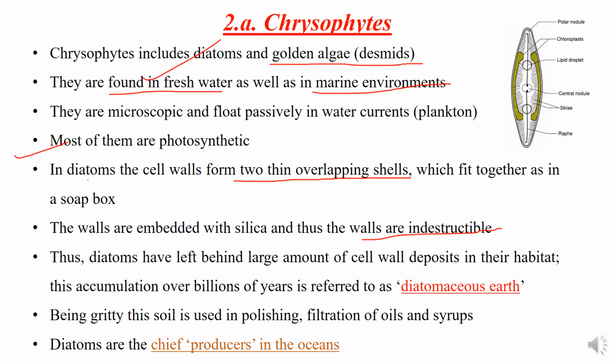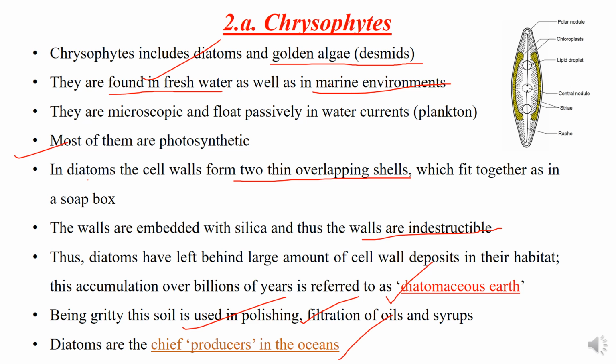In the long run, the diatoms have left behind a large amount of cell wall deposits, which is rich in silica, in their habitat. This accumulation of cell wall, rich in silica, over billions of years is known as diatomaceous earth. This diatomaceous earth we have to remember, a very important thing. We can use diatomaceous earth for polishing and filtration of oils, and also in case of syrups. And diatoms are the chief producers in the ocean. This point we have to remember.